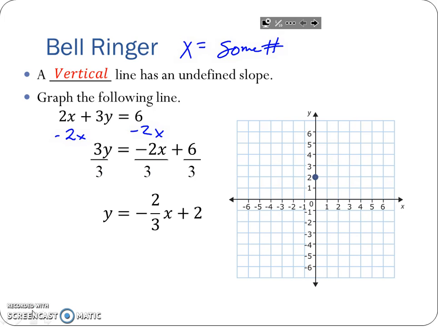The negative goes to either the top or the bottom. It doesn't matter which one. I could go down 2 to the right 3. I could also go up 2 to the left 3. Either way would work. And there is my line.